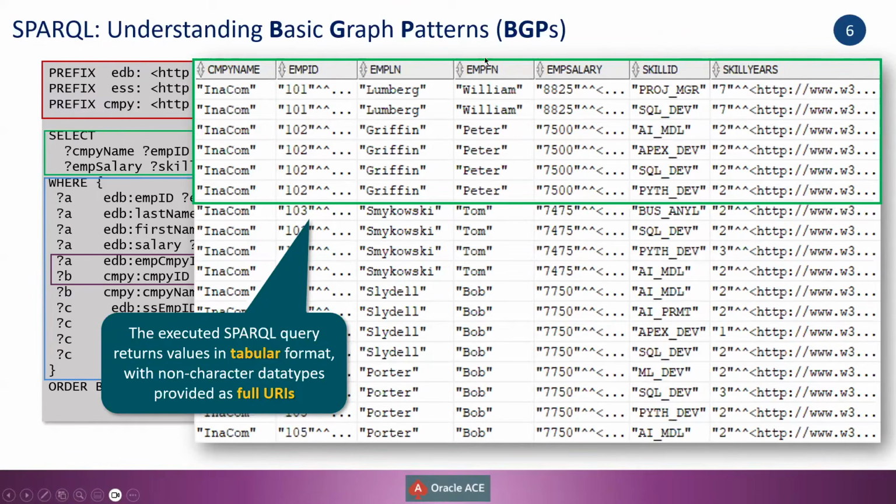And Connie's not on our list. I don't see her here. Oh, she works for a different company. Peter Griffin's got 4 different skills, 2 years each. Some of them might be AI related, I'm guessing.